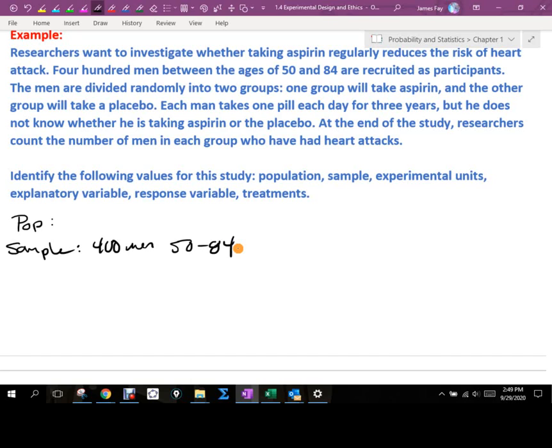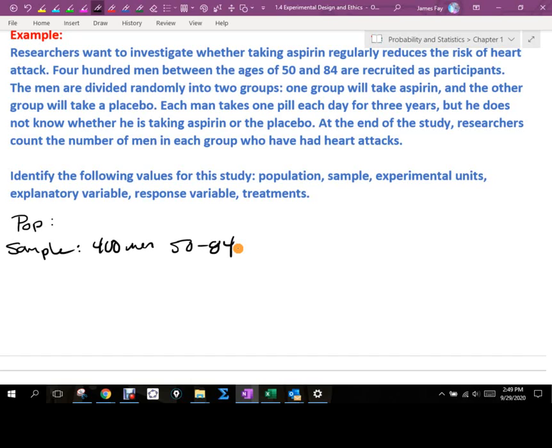So you got your population, men 50 to 84. You got your sample of 400 people, so that's another group, right? Experimental units is now dwindling that down smaller, and it's each individual person. Does that make sense? So each of the 400 men is considered an experimental unit when I look at them as themselves. Unit refers to the number 1, right? Okay, so it's one object out of the sample.